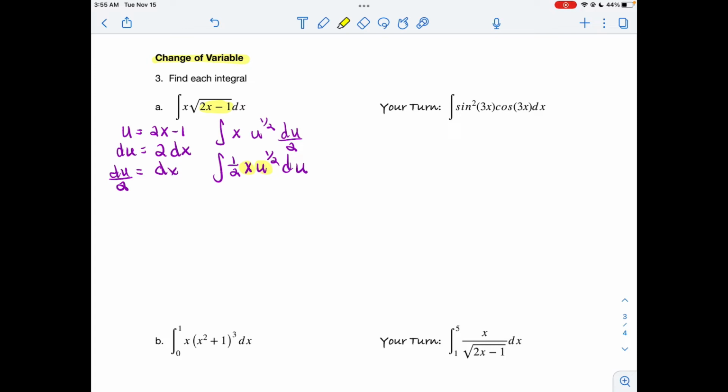So to fix that, I go back up to where we defined u. We defined u as 2x minus 1. We're going to solve this equation for x. So u is equal to 2x minus 1. Solving for x, I'm going to add the 1 to each side and then divide each side by 2. So x is equal to u plus 1 divided by 2. So I'm going to replace the x with u plus 1 divided by 2.